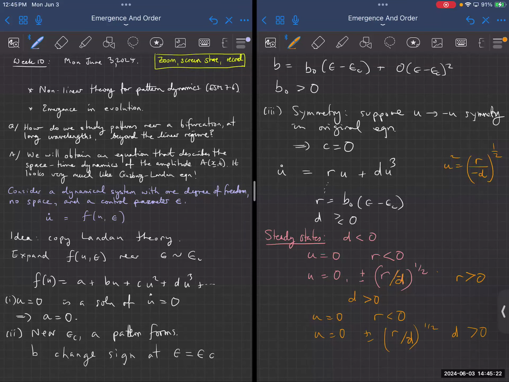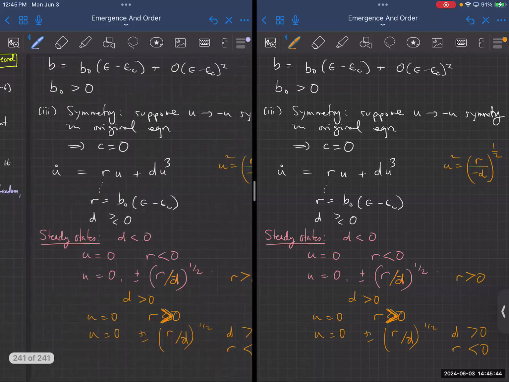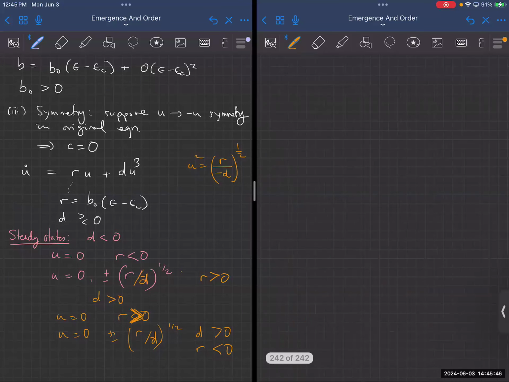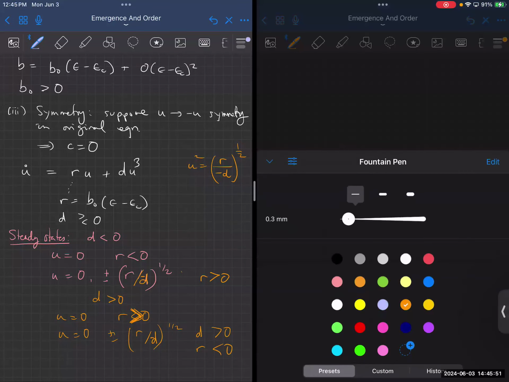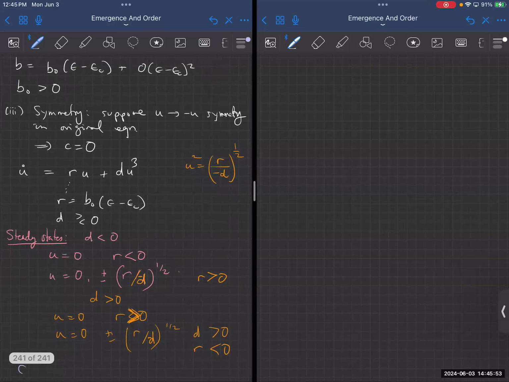If D is greater than 0, then I need the solution to be the other way around. R has to be negative. So this is R greater than 0 and R negative. So it's something like that. Okay, whatever. I think what I wrote there is right. So you want to check this, because obviously there's a typo.